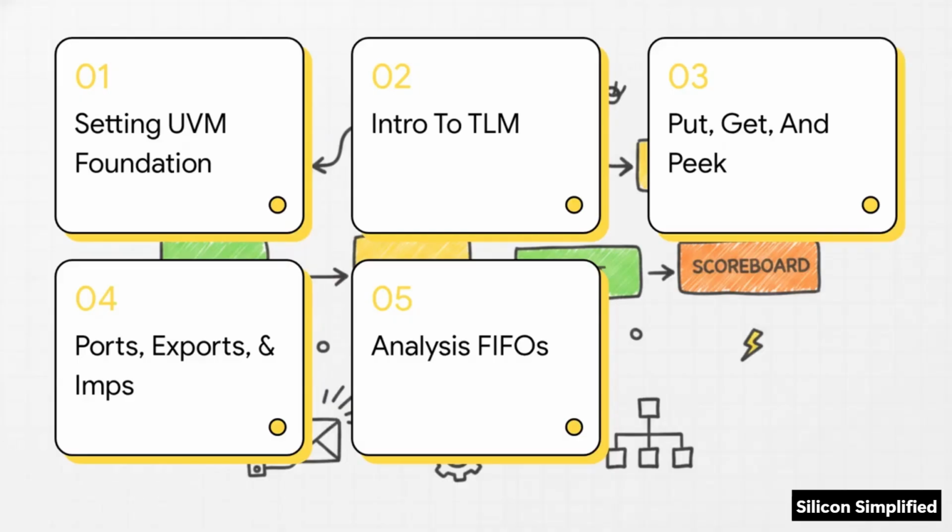Here's our roadmap to building out this factory assembly line. 1. Setting the UVM foundation. 2. Intro to transaction-level modeling. 3. Put, get, and peek. 4. Ports, exports, and imps. And finally, 5. Broadcasting with analysis FIFOs.